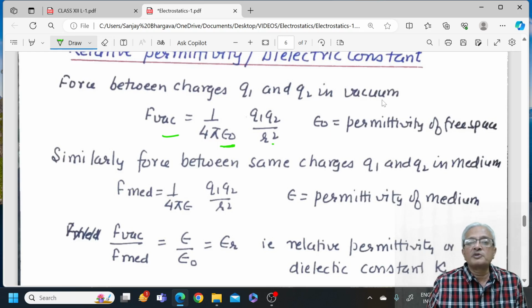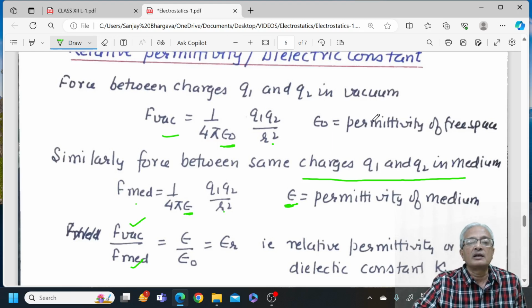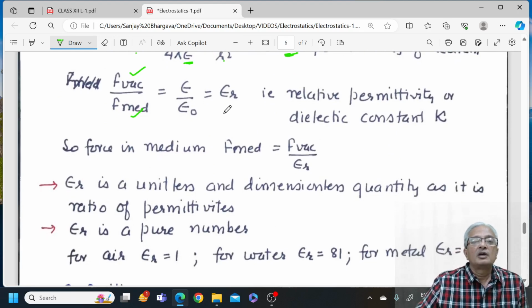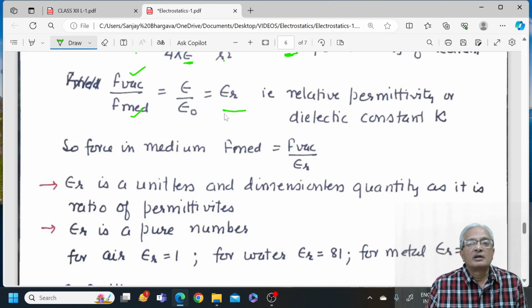Similarly, you can calculate force between same two charges in a medium of permittivity epsilon. So force in presence of medium would be 1 upon 4 pi epsilon Q1 Q2 upon R square. Let us calculate the ratio of force in vacuum to force in medium. That would be equal to epsilon upon epsilon naught, and that ratio is called relative permittivity, which is also called as dielectric constant. Dielectric constant is written with K and is pronounced as kappa.